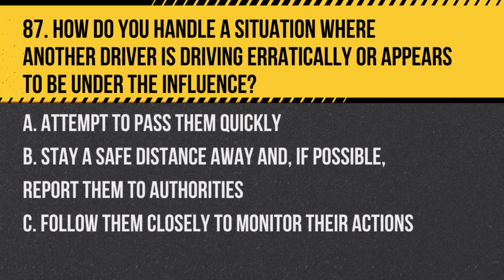Question 87. How do you handle a situation where another driver is driving erratically or appears to be under the influence? A. Attempt to pass them quickly. B. Stay a safe distance away, and, if possible, report them to authorities. C. Follow them closely to monitor their actions. Answer: B. Stay a safe distance away, and, if possible, report them to authorities. Keep a safe distance from erratic drivers, and report them to the police if you suspect impaired driving.